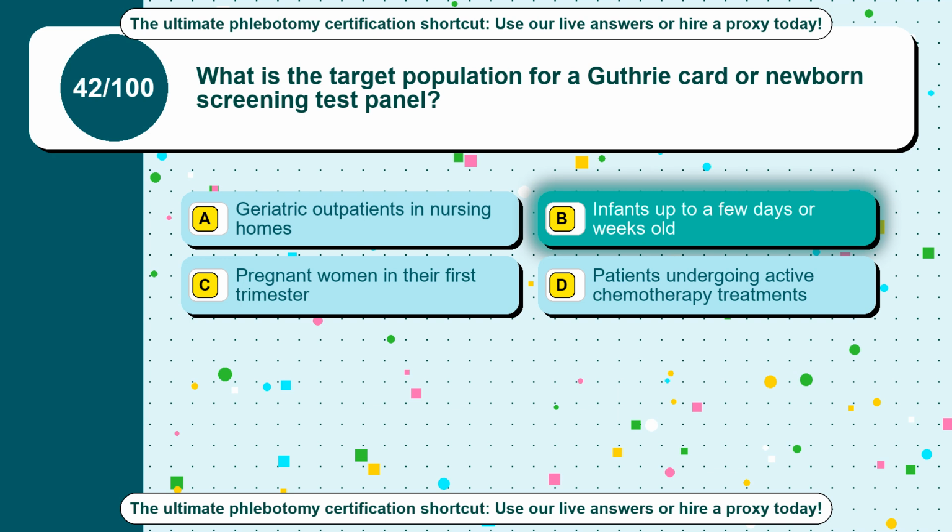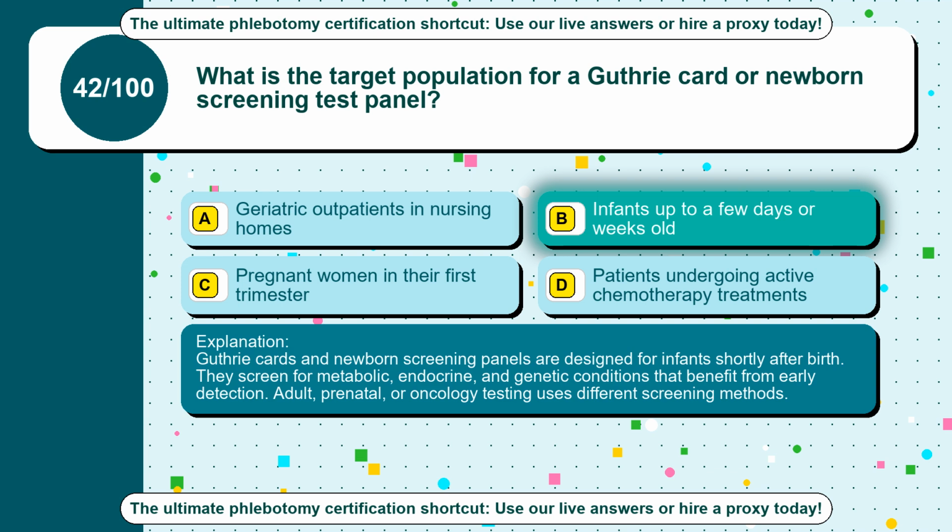The correct answer is option B. Infants up to a few days or weeks old. Guthrie cards and newborn screening panels are designed for infants shortly after birth. They screen for metabolic, endocrine, and genetic conditions that benefit from early detection. Adult, prenatal, or oncology testing uses different screening methods.